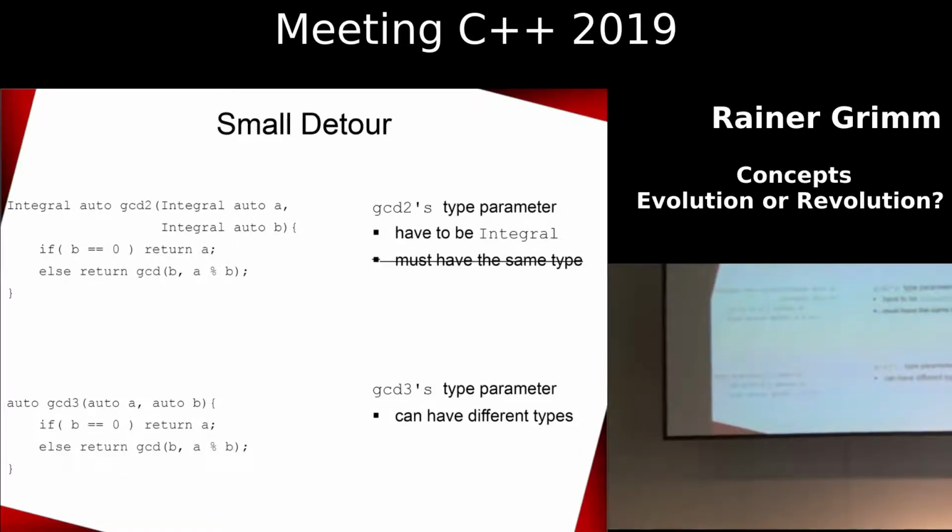A small detour because there was a little change in the semantics of concepts between the concepts TS, technical specification, and the concepts draft. The change was, with integral, the type of A could be different from the type of B. They do not have to be the same. They both just have to support the concept integral. In the first iteration they should have the same type, but now they can be different. The same holds for auto here. This is a question I often have after presentations. This was a change from the TS to the draft implementation of concepts.